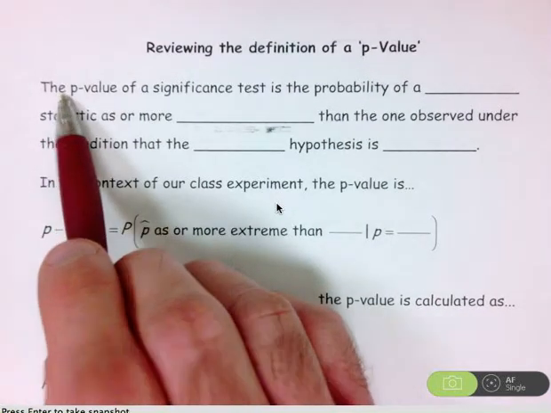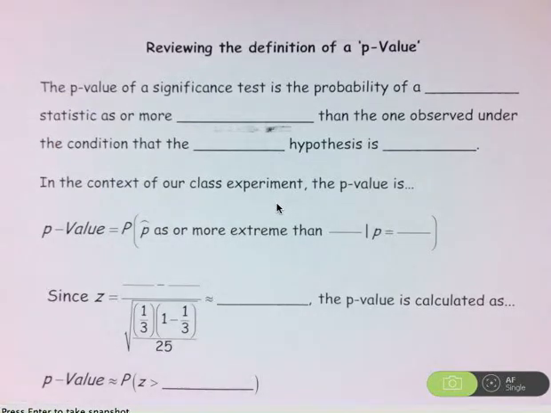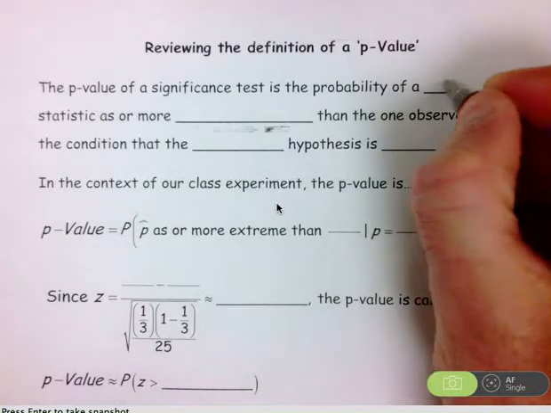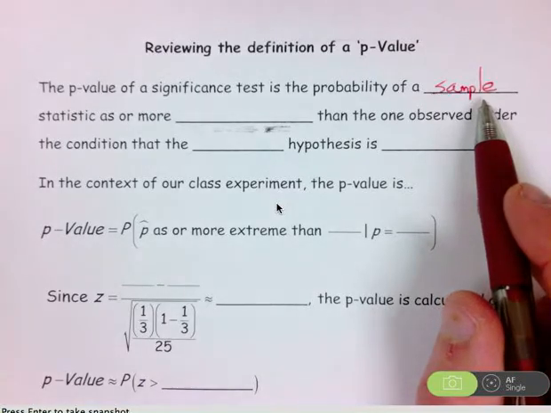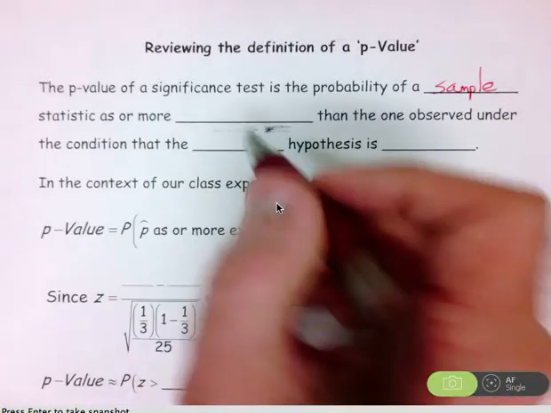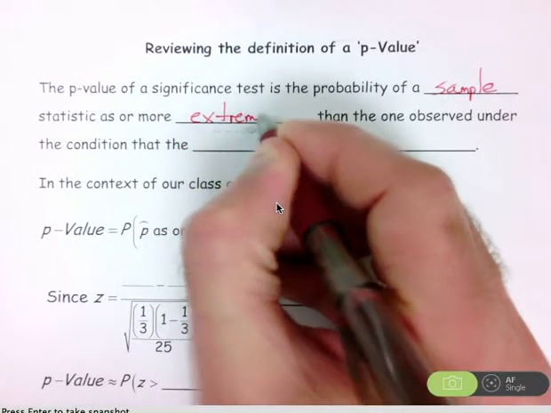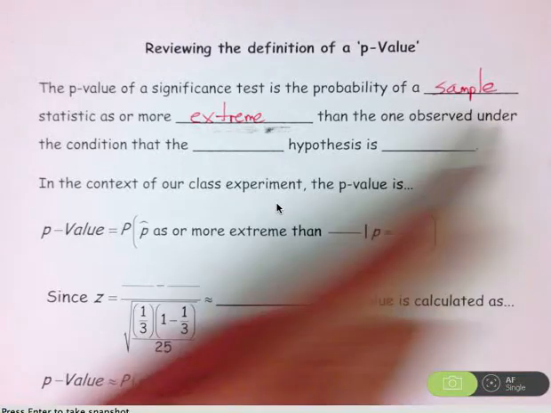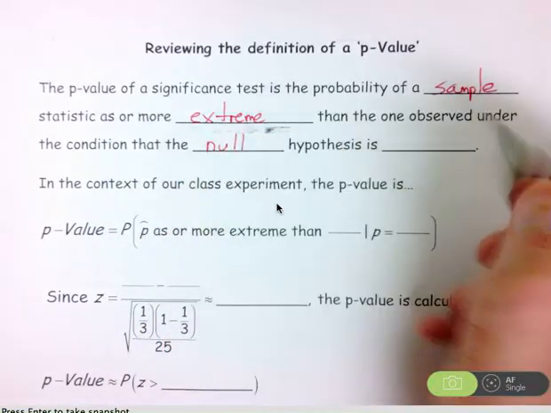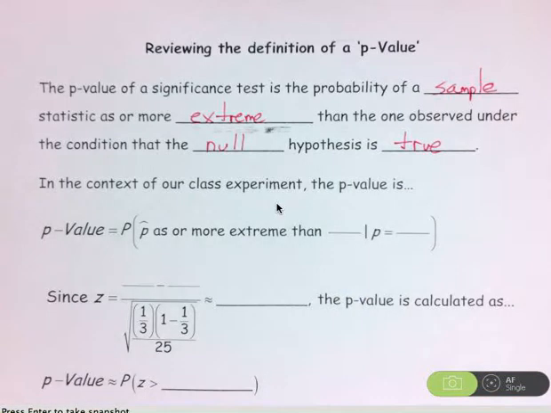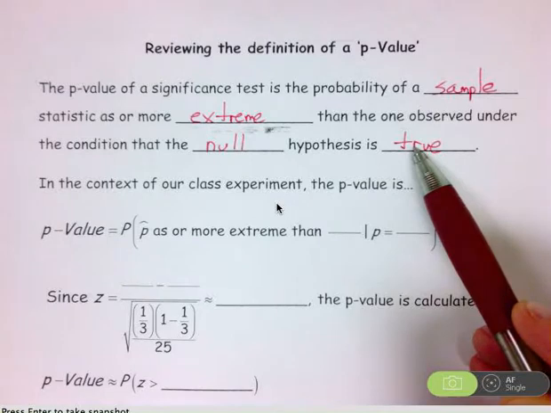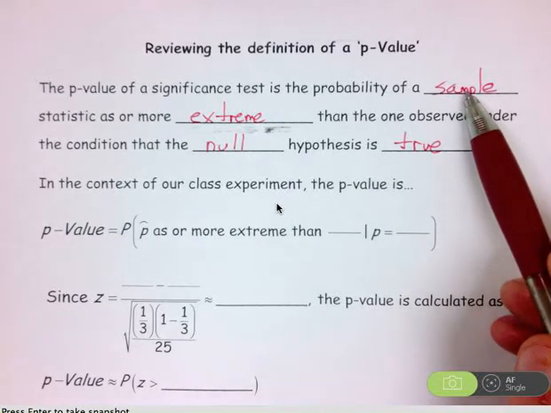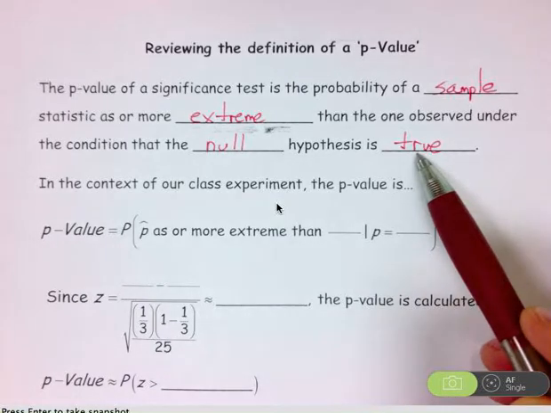So the definition, the p-value of a significance test is the probability of a sample statistic. So that could be a p-hat, that could be an x-bar, a sample proportion, or a sample mean. A sample statistic as or more extreme than the one observed under the condition that the null hypothesis is true. So we are assuming that the null hypothesis is true, and then we're calculating the likelihood of the sample statistic that we've seen. So if we get a really small p-value, that suggests maybe the null hypothesis isn't really true.